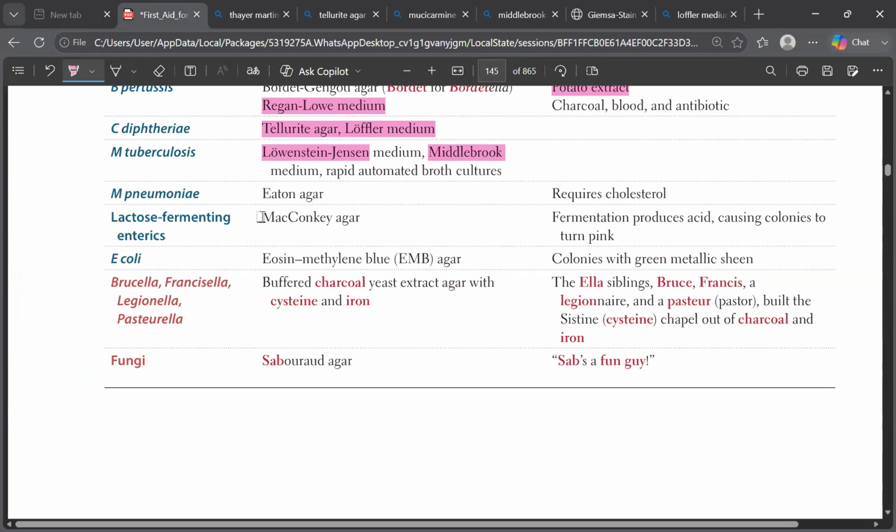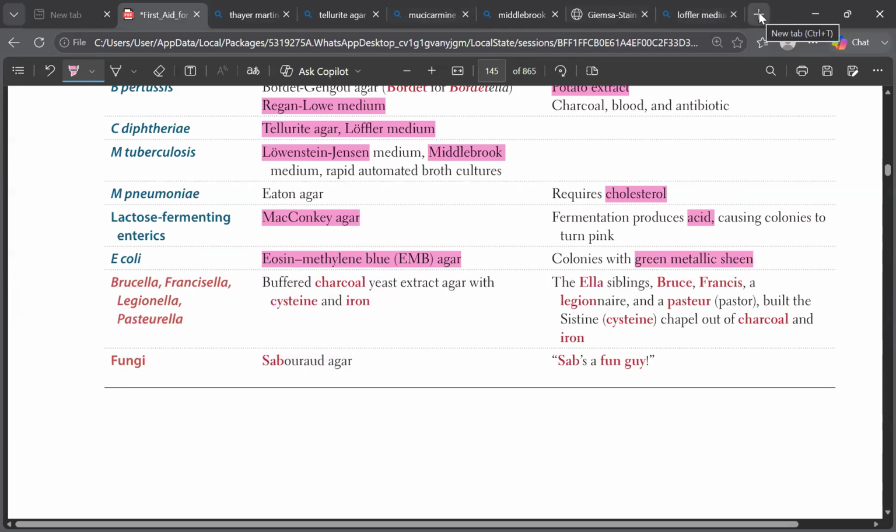Mycoplasma pneumoniae requires Eaton agar, and Eaton agar requires cholesterol in itself. Lactose fermenting enterics require MacConkey's agar, and this fermentation produces acid, causing colonies to turn pink. Okay. The lactose fermenting enterics cause the fermentation in MacConkey's agar and produce an acid that causes the colonies to turn pink. Then we have E. coli that requires an eosin methylene blue agar, EMB agar, with colonies with green metallic sheen. So an EMB agar has colonies with green metallic sheen.